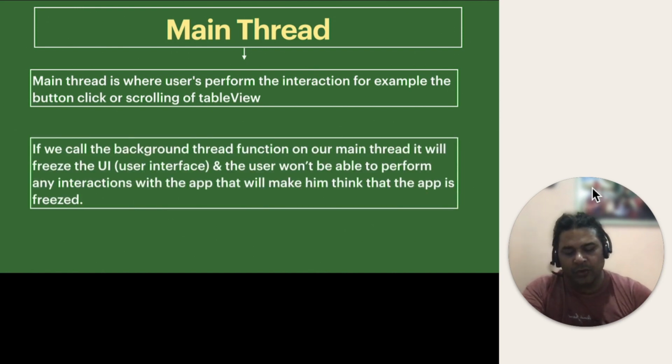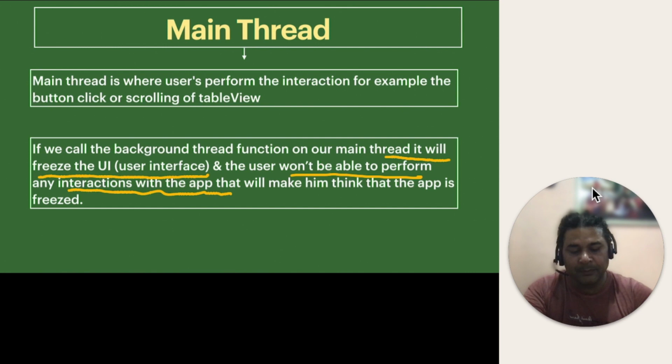If we call a background thread function on the main thread, it will freeze the UI. It is very important: when we perform background operations on the main thread, it will freeze the UI, and the user won't be able to perform any interaction with the app. That will make them think that the app is frozen.